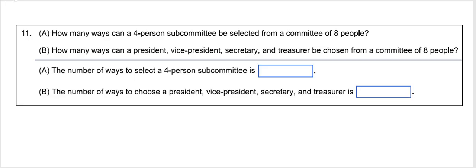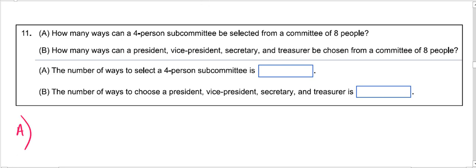Number 11. Part A. How many ways can a 4-person subcommittee be selected from a committee of 8 people? Part B. How many ways can a president, vice president, secretary, and treasurer be chosen from a committee of 8 people?